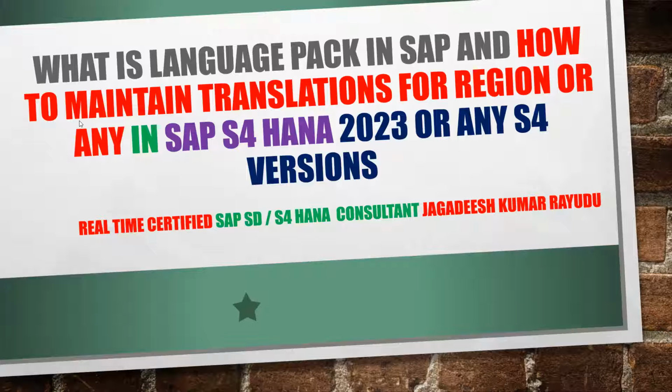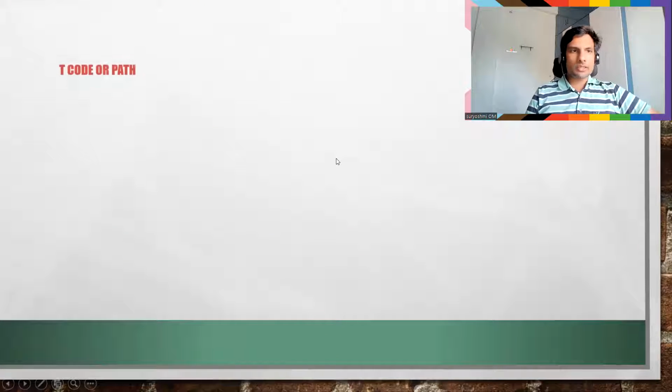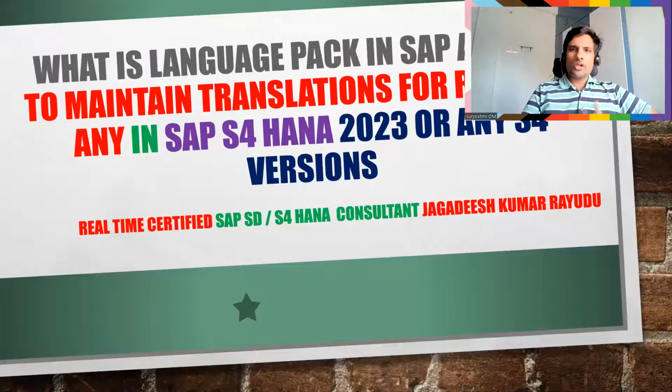So, what is a language pack in SAP, SAP SD, S/4HANA, or any module you take? How do you maintain translation for a region, or any settings for that matter? Okay. If you look here, the transaction code is SPRO. So, what exactly is it? I would like to say one thing: translations are very important.